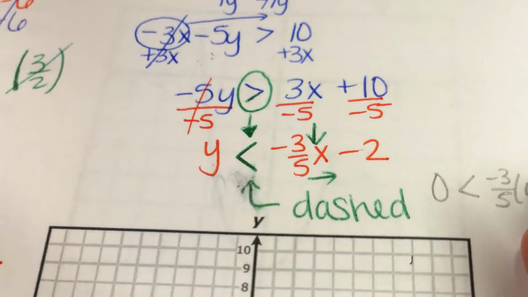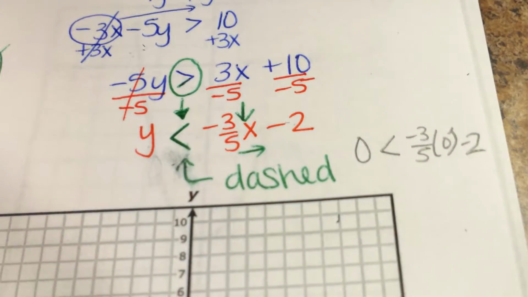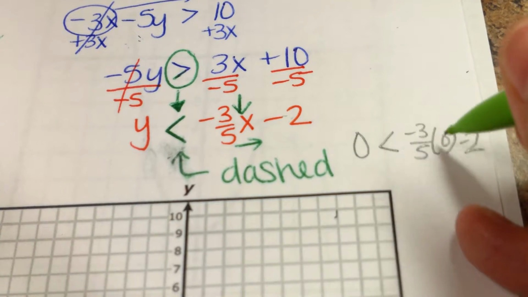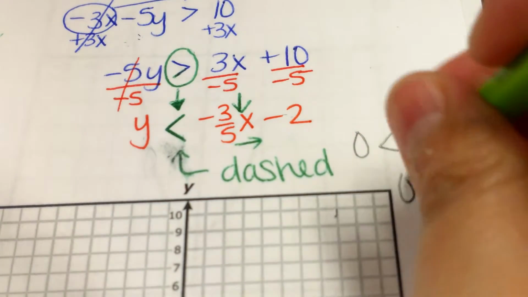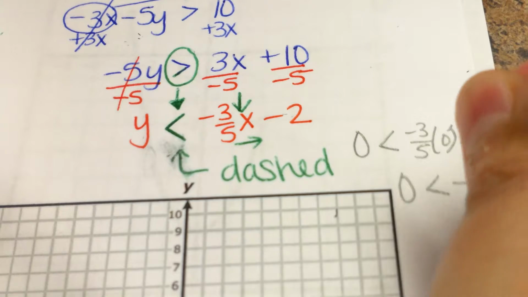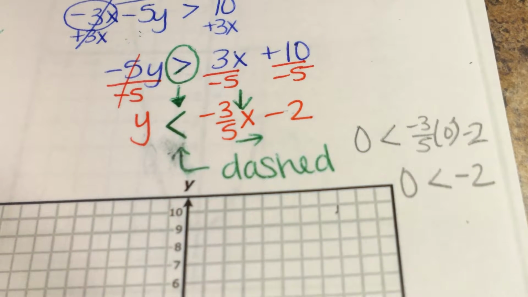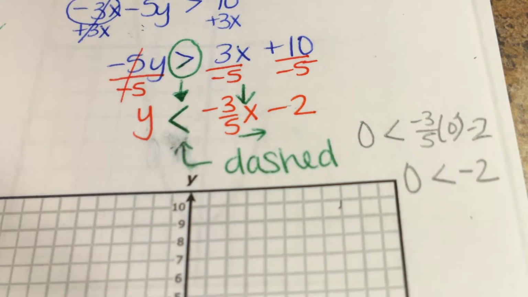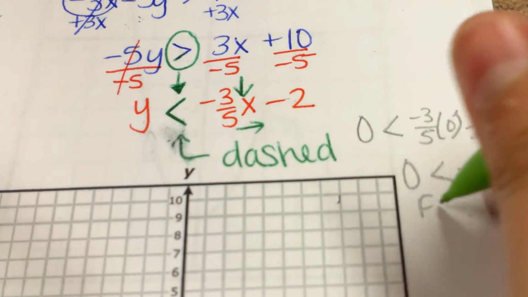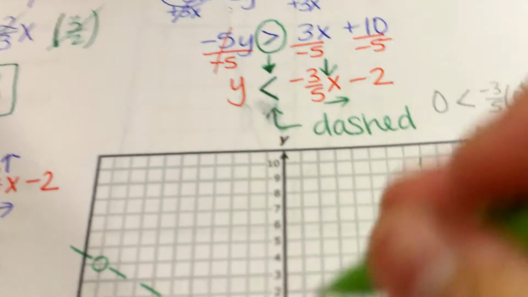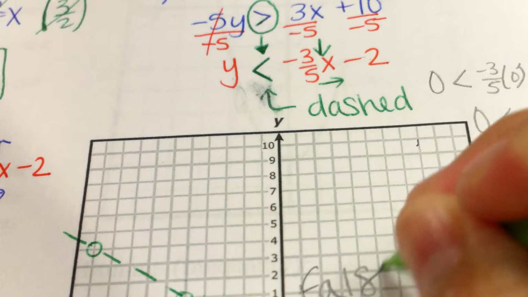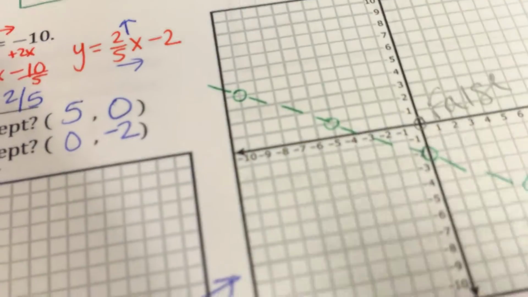times 0 minus 2. And this becomes 0, 0 minus 2. So then I have 0 is less than -2. Is 0 less than -2? No, it's not. It's greater than. This ends up being false. So this is false, so we shade the other side. The other side should be true, which is what I said.